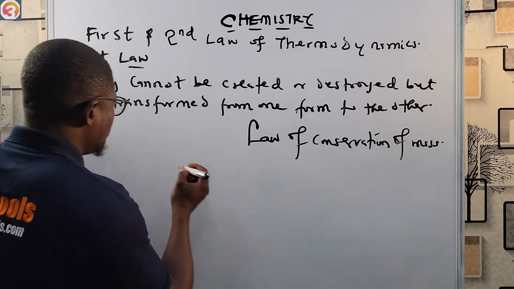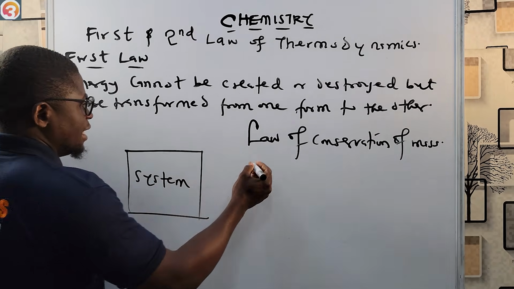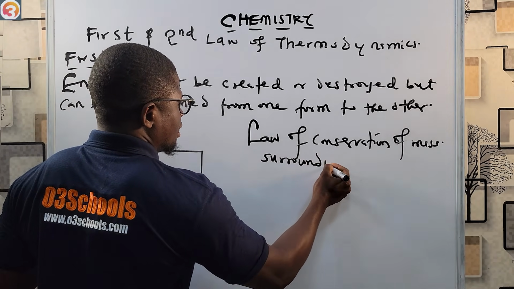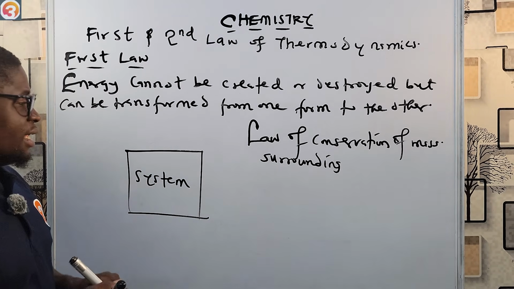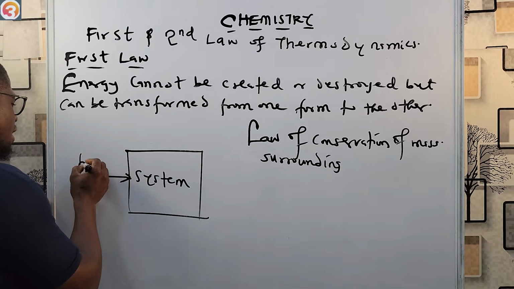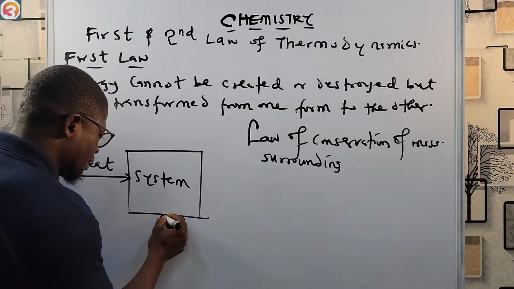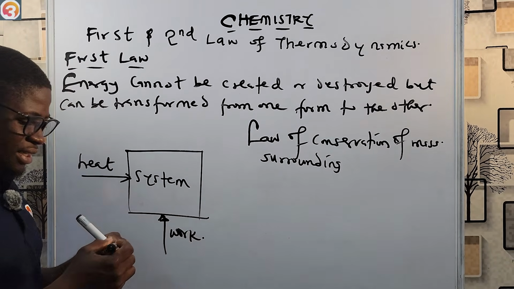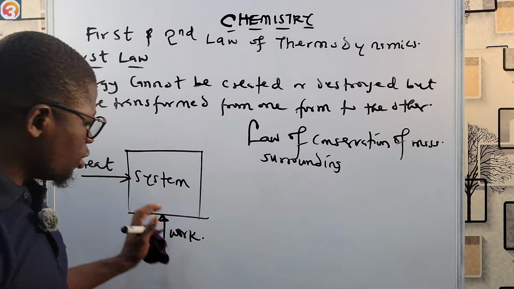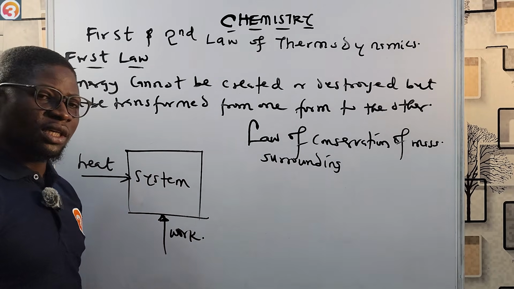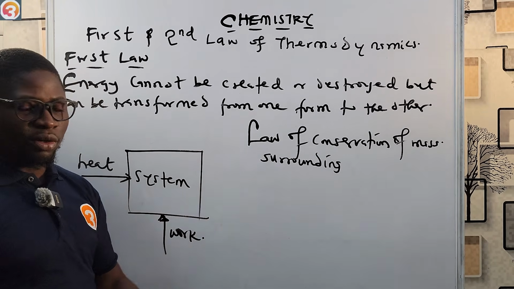Let's say, for example, we have a system, and here we have the surrounding. This is the surrounding of the system. Now in this system, heat energy can flow into the system. Work can be done on the system. And of course, even the surrounding can do work on the system. That's why we say work can be done on this system, and heat energy can flow into the system.